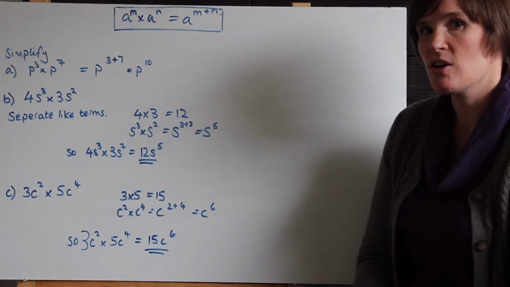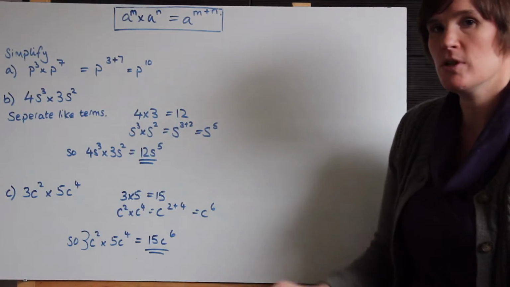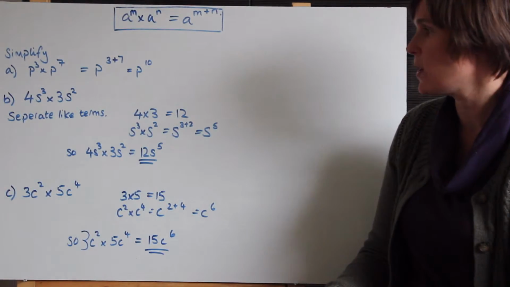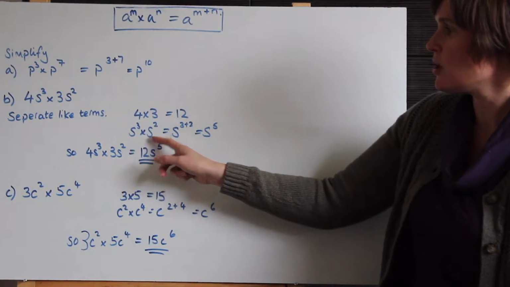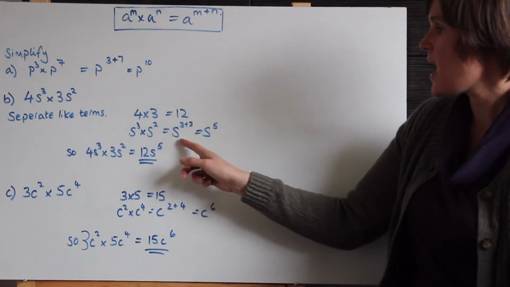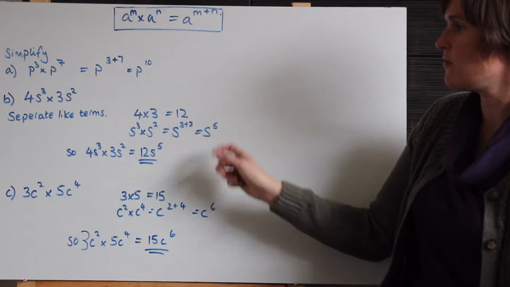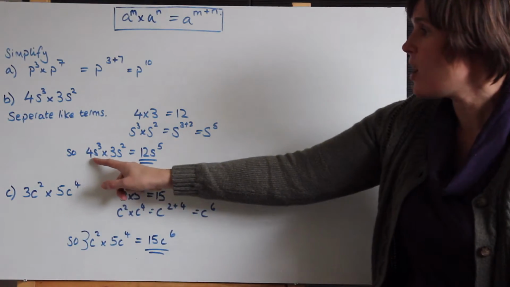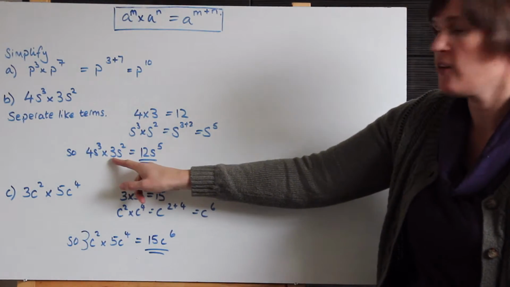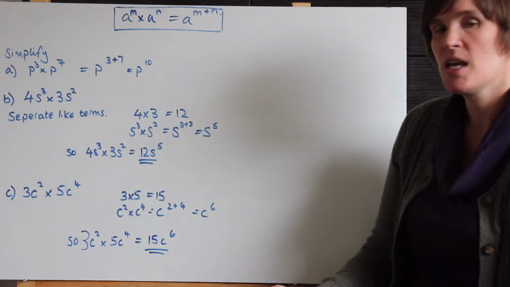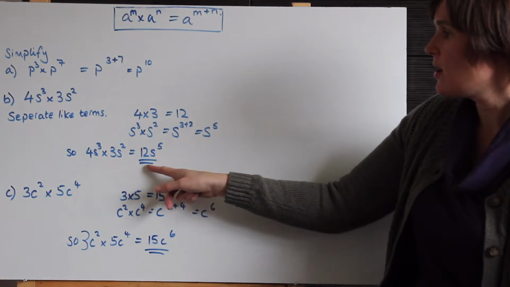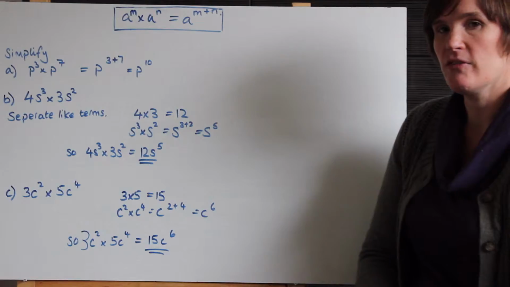We need to separate our like terms, so we start with our numbers. 4 times 3 equals 12. s cubed times s squared equals s to the 3 plus 2 equals s to the 5. So 4s cubed times 3s squared gives us 12s to the power of 5.